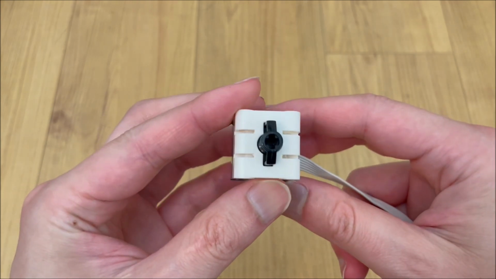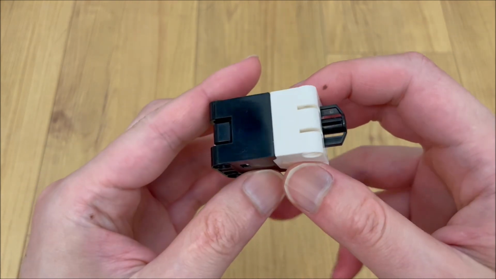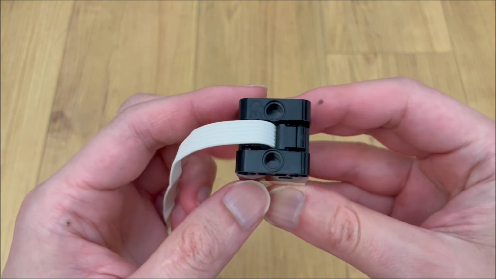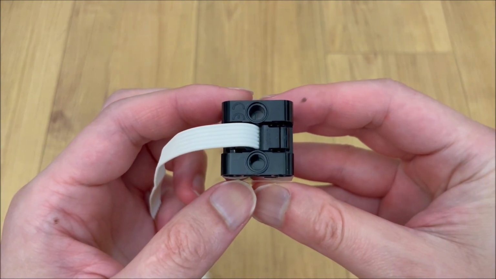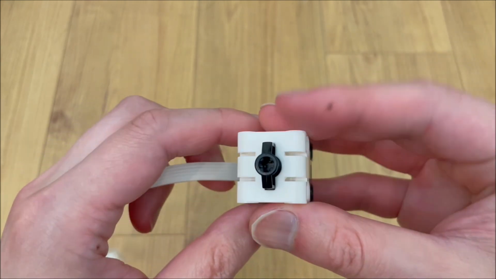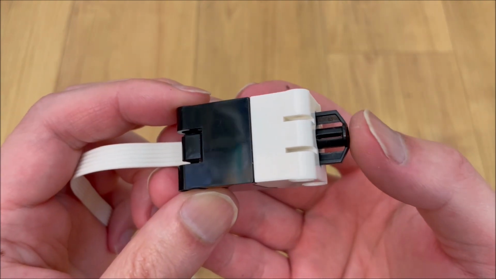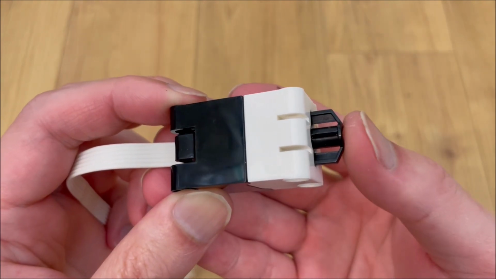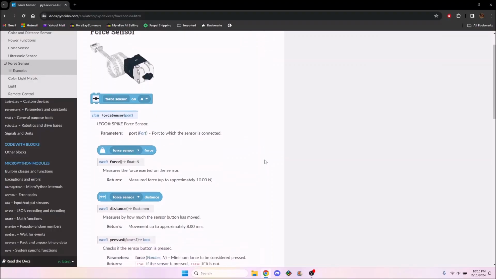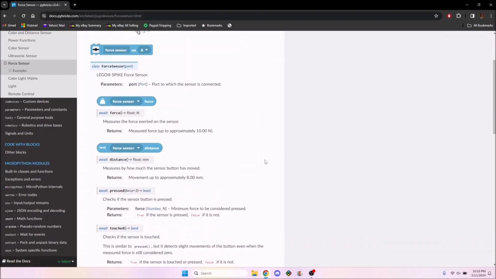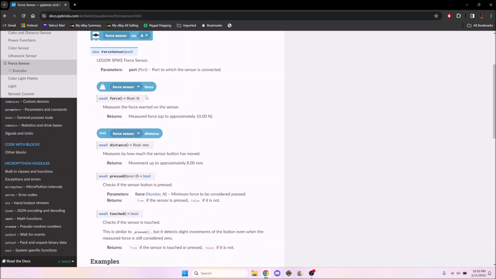First, what is the Technic force sensor? It's a 3x3x5 brick with a button on one end and the wire on the other. The button can depress and the device can output the force applied up to 10 newtons and the distance moved up to a stud. It also has Boolean states for touched and pressed. More on that later.